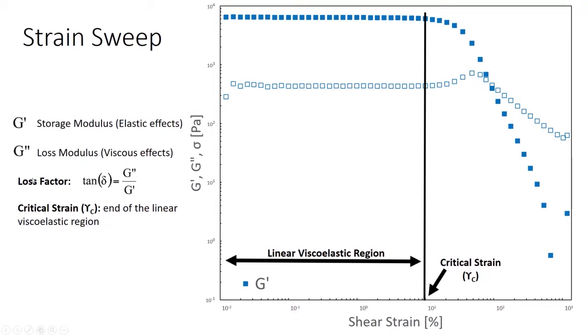There's also something called the loss factor or tangent delta. So that delta is the time delay, the phase angle that I mentioned in the previous slide. So the tangent of that angle gives us the ratio of G double prime to G prime. So the ratio of this number to this number. The higher this number is, that means there's more viscous effect governing the mechanical properties of the material. So a high tangent delta means that it's more fluid-like, a low tangent delta means it's more elastic.